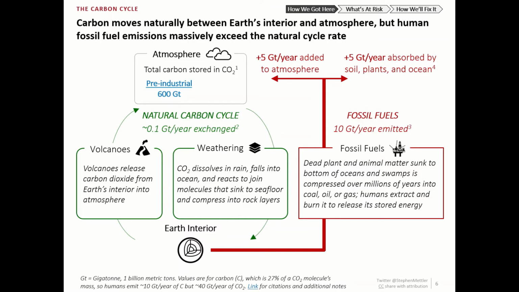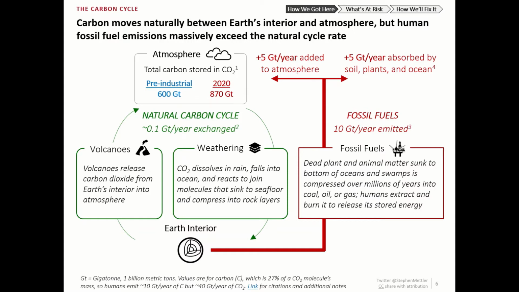Now, out of that 10 gigatons per year, about 5 gigatons per year are being taken away by extra absorption from soil, plants, and the ocean. They're really taking one for the team and suffering major consequences, especially in the ocean. We will talk about those on a later slide. Even with that extra help, we're still adding about 5 gigatons per year to the atmosphere every year. And so as a result of that imbalance, atmospheric carbon has gone from about 600 gigatons in the pre-industrial age to about 870 gigatons and fast rising today.